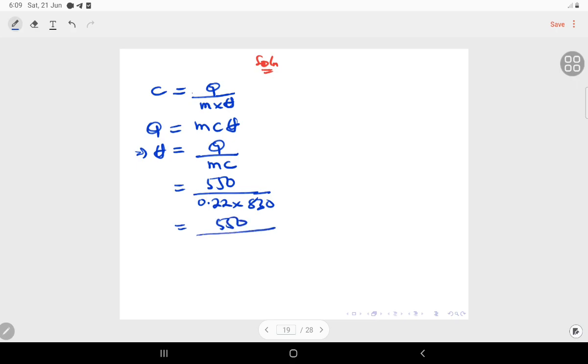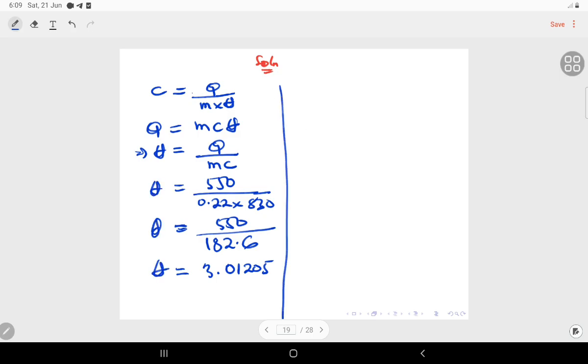What do you get on the calculator? I am getting 182.6 for the denominator. You can confirm from yours. When we divide, I am getting 3.01205 to 5 decimal places. You can confirm as well. This is theta, but this is not our focus. The question demands we find T, and we have theta as T minus 12 equals 3.01205.